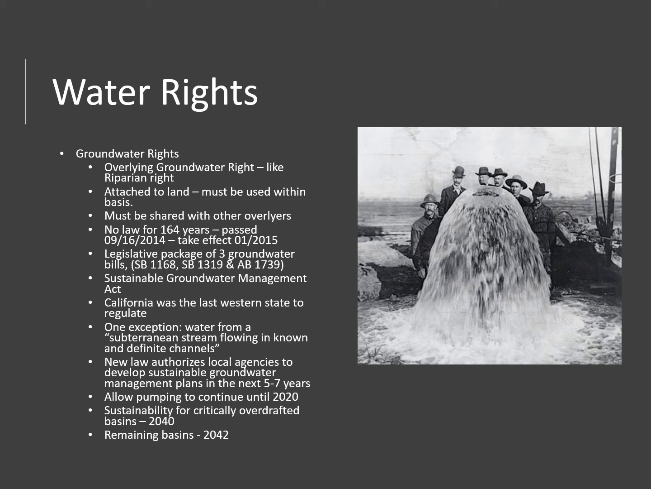There was no law for 164 years about regulating the amount of groundwater to be used, but it was passed in 2014, and then it began to take effect in 2015. They were passed with 3 groundwater bills, which are mentioned there. You might want to kind of commit those to memory if you're ever going to work in water resource management. And it was called the Sustainable Groundwater Management Act. California was the last Western state to regulate.